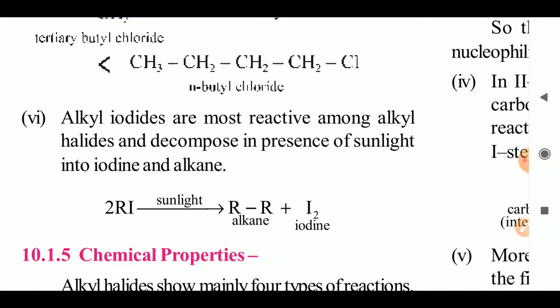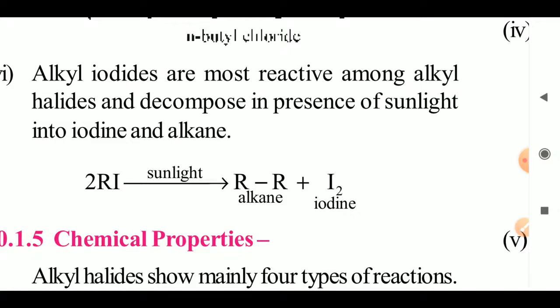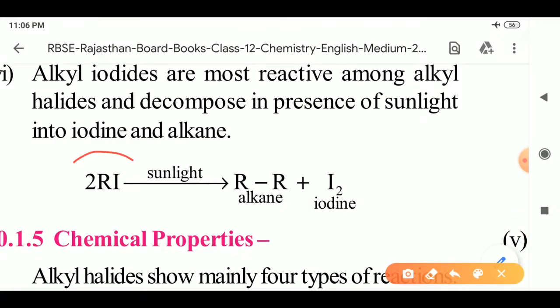Now the next one: in the presence of sunlight, alkyl iodides give iodine gas. Violet colored iodine gas is given by RI. In the presence of sunlight, if we burn alkyl iodides, they form iodine gas which has a purple color. These are the physical properties of haloalkanes.